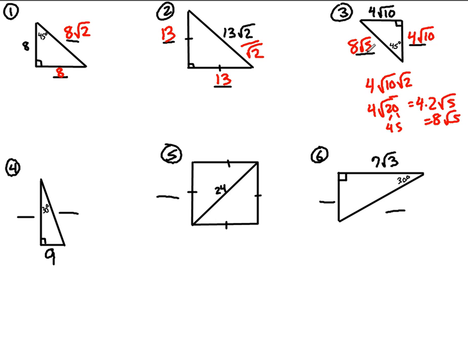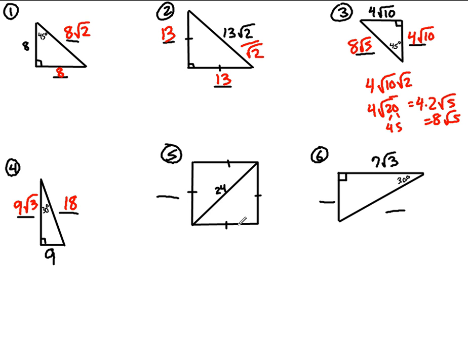All right, number 4, I have a 30-60-90 triangle. I am given the short leg because it's across from the 30-degree angle. To get the hypotenuse of this, I just double it to get 18. And to get the long leg, I do the short leg times the square root of 3. Remember, 30 degrees, square root of 3 for the longer leg.